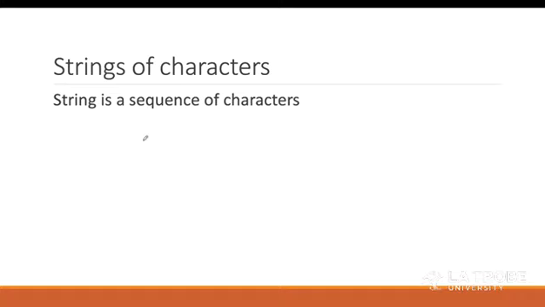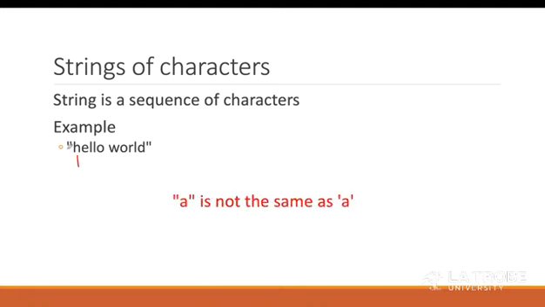Now, what are strings? When you combine more than one character, it becomes a string. So a string is a sequence of characters. For example, hello world. If you consider these separately, then each is a character. If you combine them together, then it's a string. Strings are always represented inside double quotes. A character is always represented inside single quotes. And these are not the same. So when you write double quotes and a character inside it, it's treated as a string, and this one will be treated as a character. They are not the same.